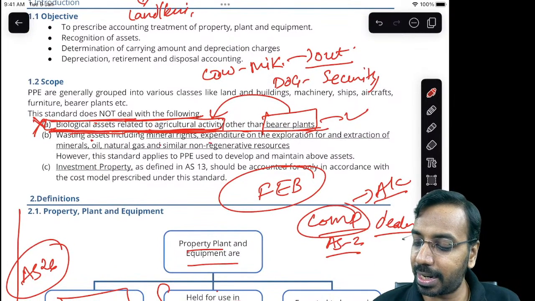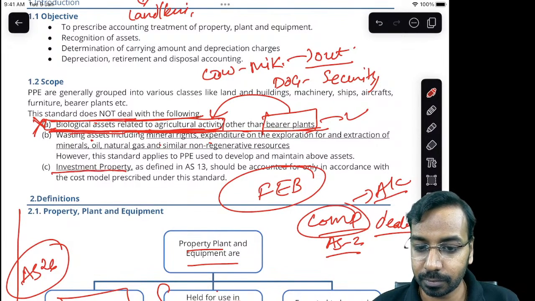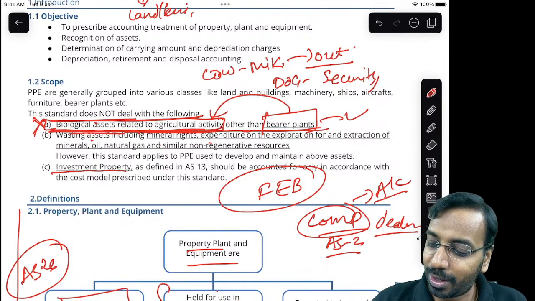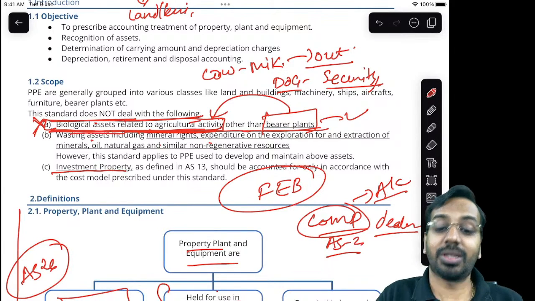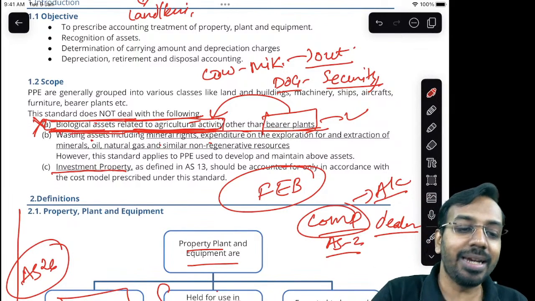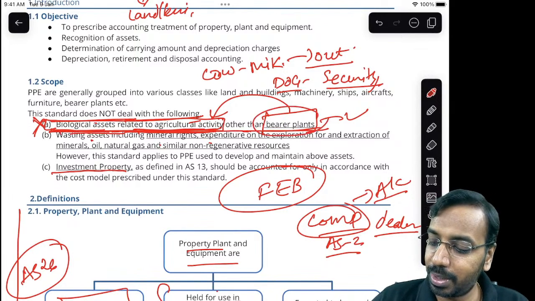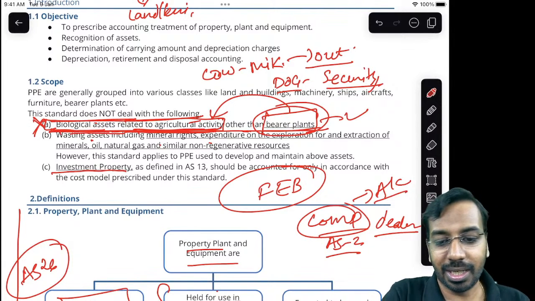Wasting assets, mineral rights and all of those are not included. And investment property, outside, inside, outside, inside. Okay, we have both the views. A dog for security purpose is not for agricultural activity. So that is included under AS10. If it is an asset for agricultural activity, then it is excluded. So what is included? Bearer plants and any other biological asset which is not for agricultural activity.